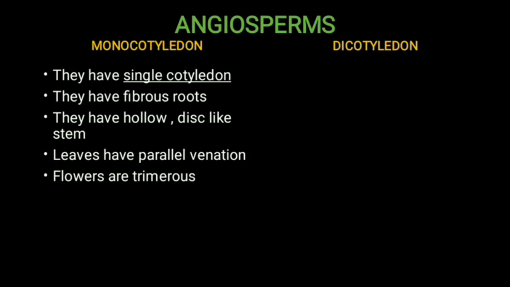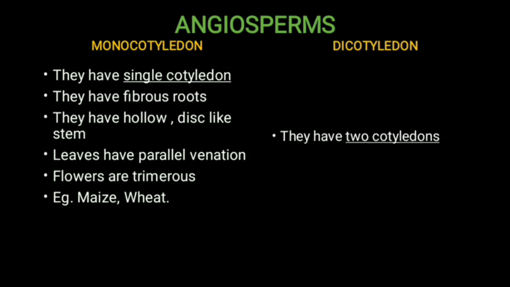Then flowers are trimerous. Here what is meant by trimerous, children? Trimerous means having 3 petals. Okay, so the flower is having 3 petals. That is termed as trimerous. Examples of monocotyledon plants are maize and wheat.